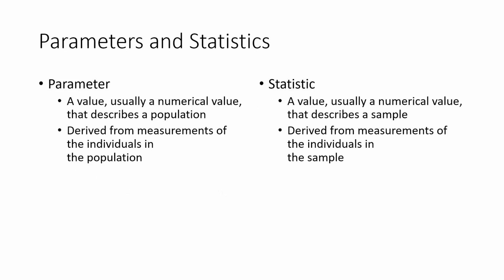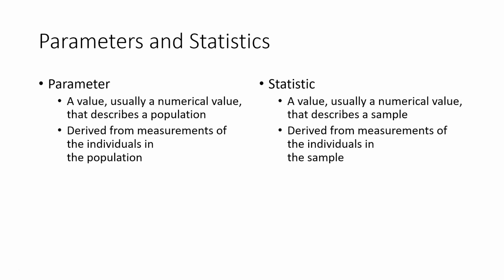Some additional words we need to know are parameter and statistic. Now remember before we talked about populations and samples? Parameters and statistics match those two groups one-to-one. So a parameter is a value, usually a numerical value, that describes a population. It's derived from measurements of the individuals in the population.